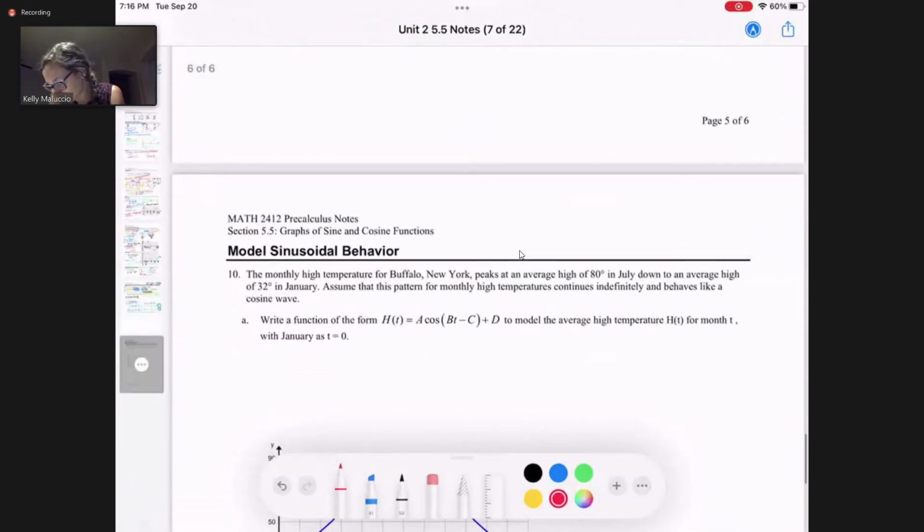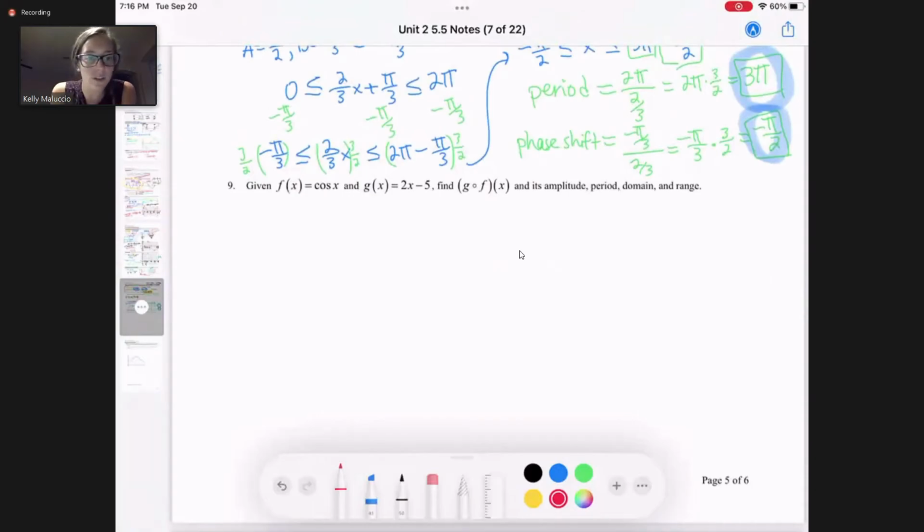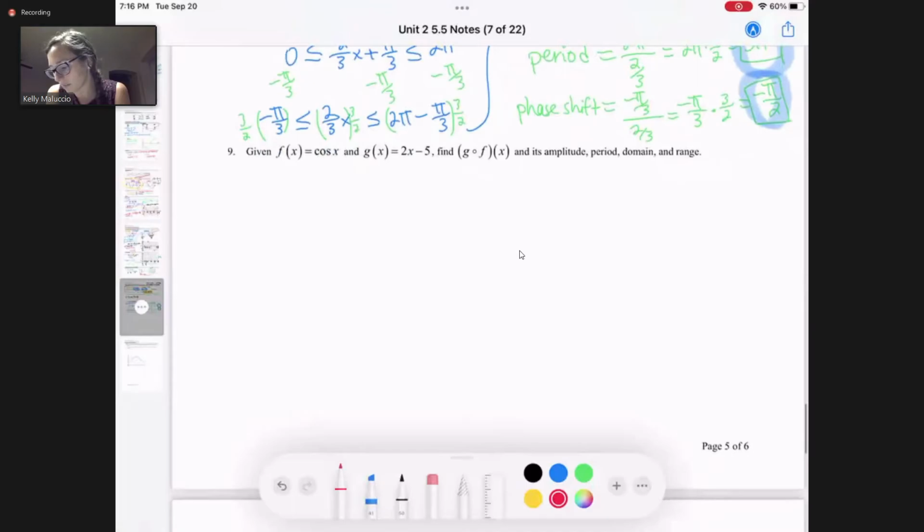Oh, except I reordered these. Oh, that was smart. Okay, good. In my other notes, this problem was reversed and it didn't make any sense. So this is good. So now for this problem here, given cosine of x and then 2x minus 5, it says to find g composed with f, so g composed with f of x, and its amplitude. Then amplitude, period, domain, range.